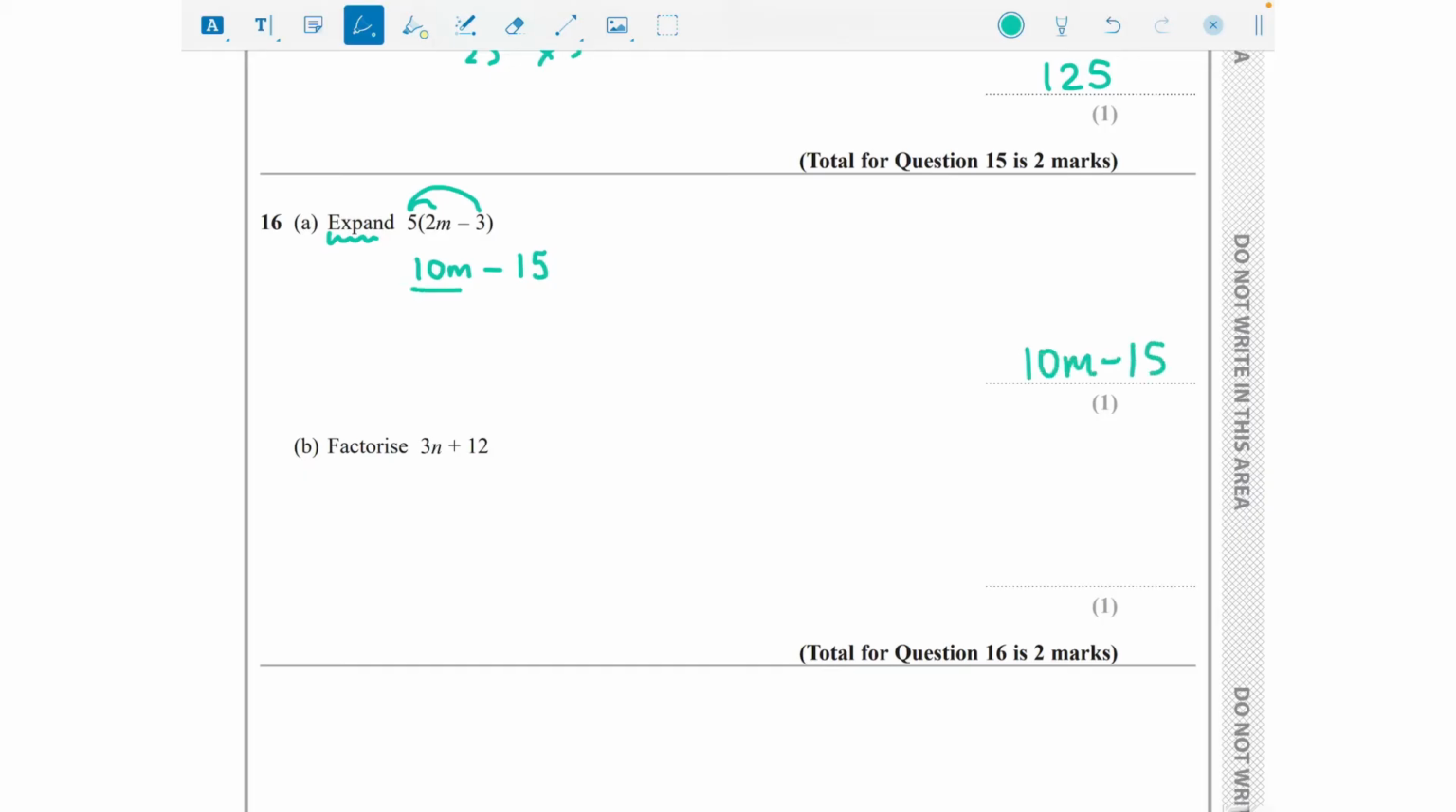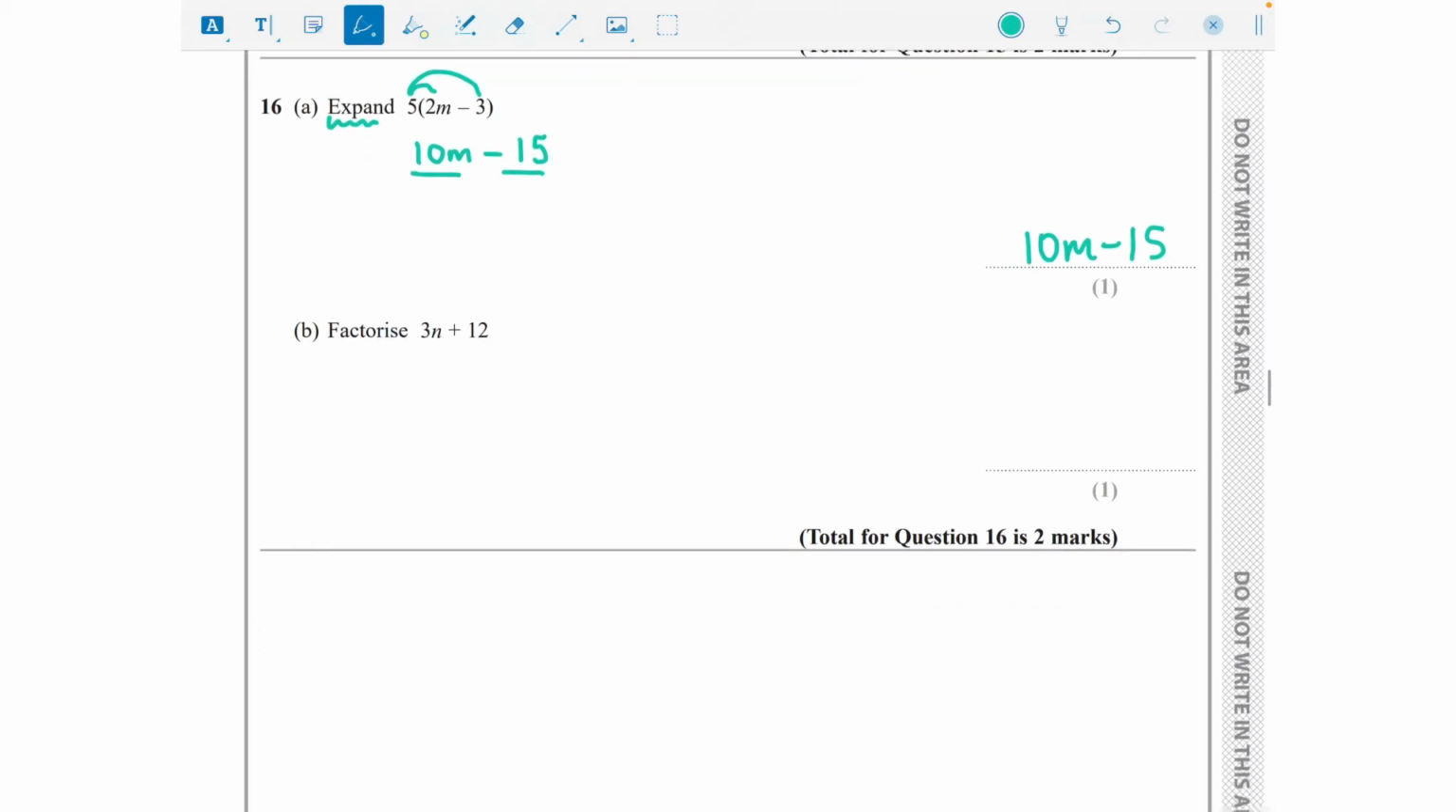You can't do the actual take away 15. You can't actually do 10 take away 15 because they're not like terms. So if we've got m's on one bit and just normal numbers on the other bit, then you can't put them together any more than that. We just have to leave that as our answer.